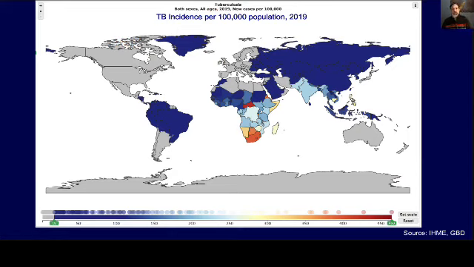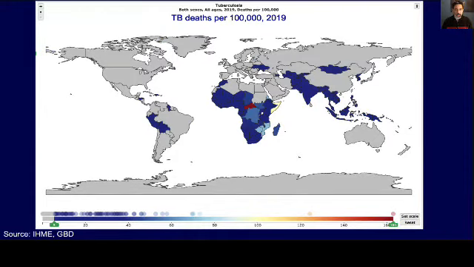And this is a slide that's showing the incidence of TB per 100,000 population in 2019. The areas of high incidence are shown here in sub-Saharan Africa and also in Asia and Southeast Asia. And this is a similar map showing not incidence but deaths per 100,000 population. And you can see that TB deaths are concentrated in some of those same areas with high TB incidence.